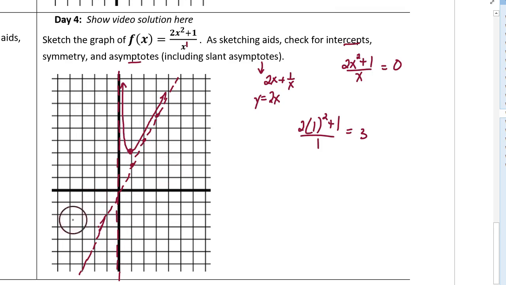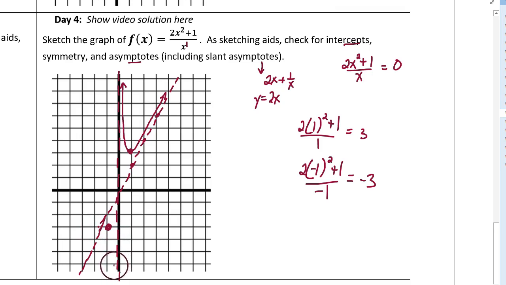Now, what about down in this area? What's this going to look like? Well, let's choose a number for x. How about negative 1? So 2 times negative 1 squared plus 1 divided by negative 1. What's this make? Negative 1 squared makes 1. 2 times 1 makes 2. 2 plus 1 makes 3. 3 divided by negative 1 makes negative 3. So negative 1 comma negative 3 is a dot.